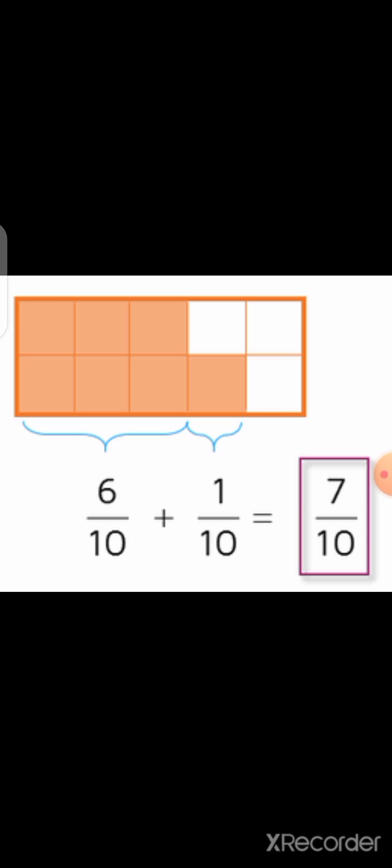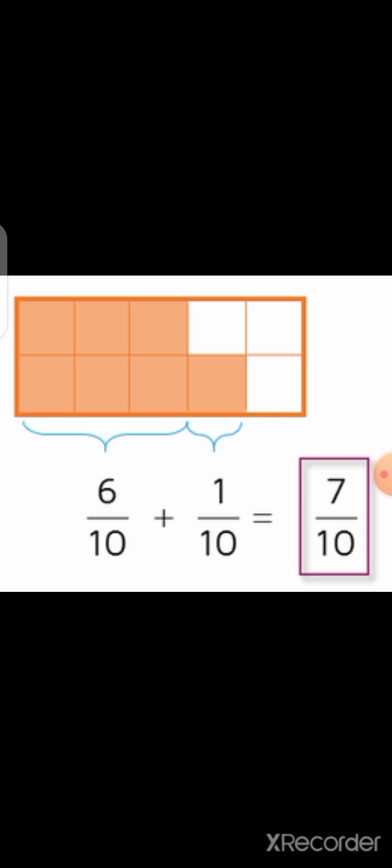Do you know we can add the like fractions and subtract the like fractions? How? 6/10 plus 1/10 is equal to 7/10. When we add the like fractions, what happens? You will add the numerators and total number of parts means denominator remains same and you will write once.